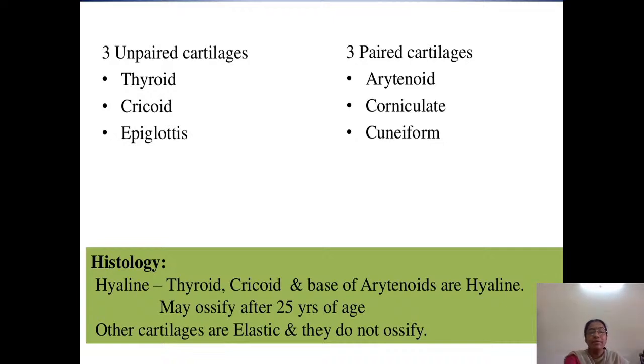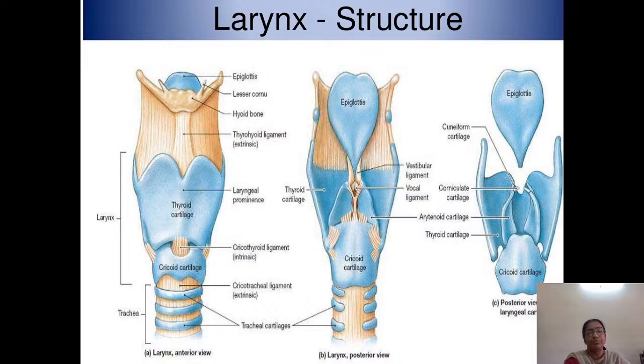Yes, thyroid, cricoid, and arytenoid are made up of hyaline cartilage. They ossify at the age of about 25, but the other cartilages do not ossify because they are all made up of elastic cartilage. Yes, so as such, we have said there are 3 paired cartilages and 3 unpaired cartilages.